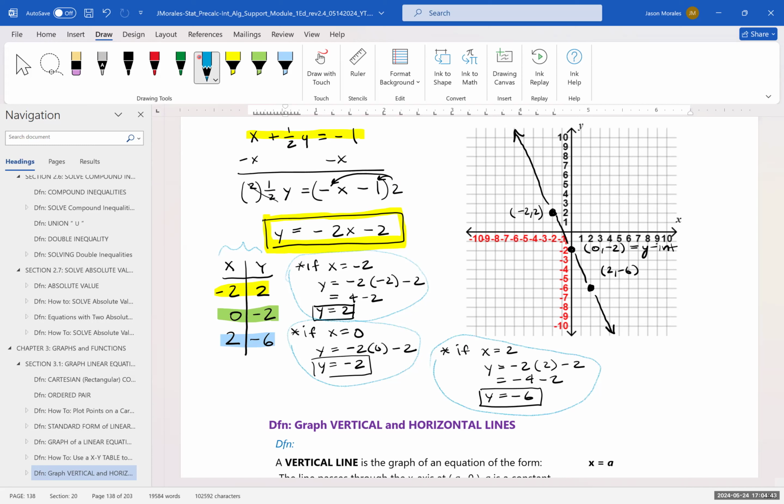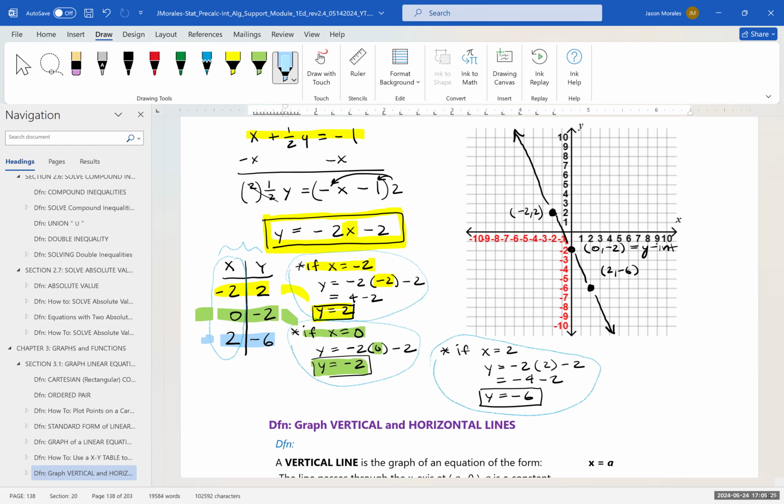Okay. So I still chose my values of x in the same way that I did before. But then here off to the side, I said, well, what if x is equal to -2? Then I put -2 in for x and simplify, and I got y equals 2. And of course, that went there. Then I said, well, what if x is equal to 0? Because that was my next value of x. And so I substituted 0 in for x and simplified, and I got y equals -2. And that went there.